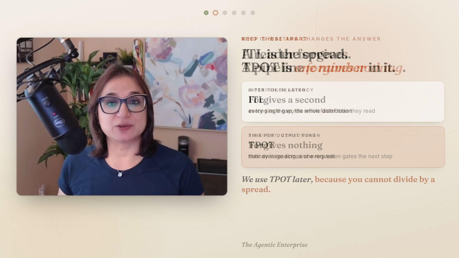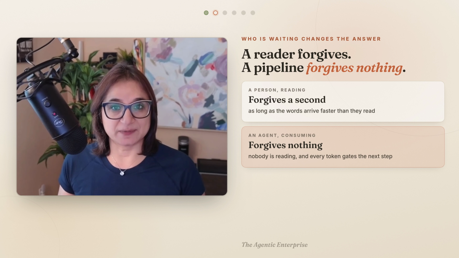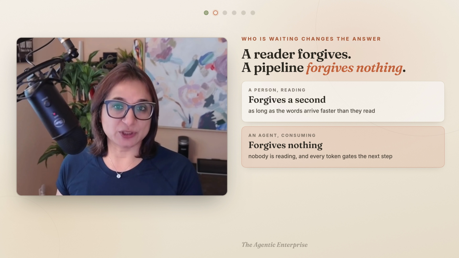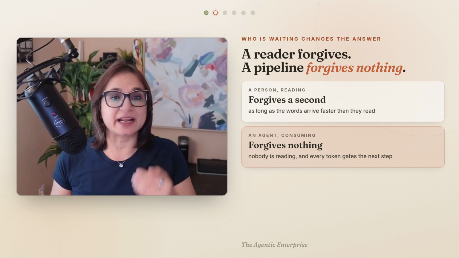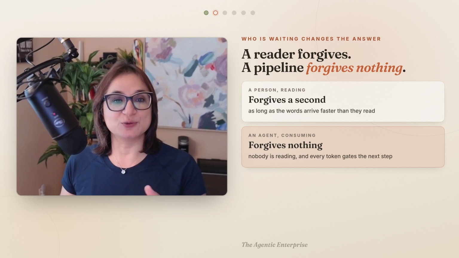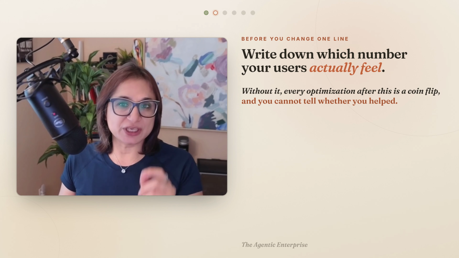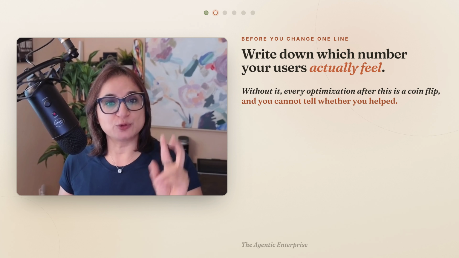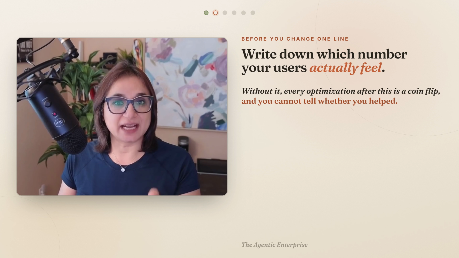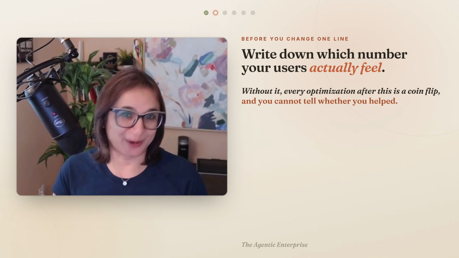So how does that split matter so much? Because a change that improves one of them will quite often make the other one worse. So somebody watching a chat window, they will forgive you a second before the first word shows up, as long as the words after it arrive faster than they read. And a pipeline feeding another agent will forgive you nothing, because there is nobody reading and every token gates the next step. So here is your action. Before you change a single line of anything, write down which of those 2 numbers your users will actually feel. Because if you do not do that, every optimization after that is a coin flip, and you will not be able to tell whether you helped or not.